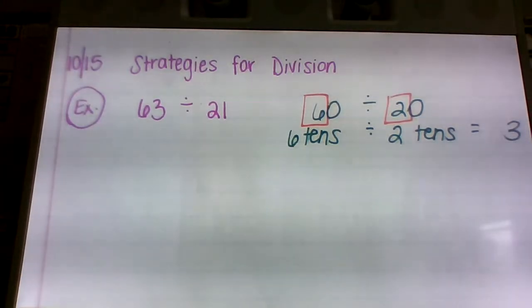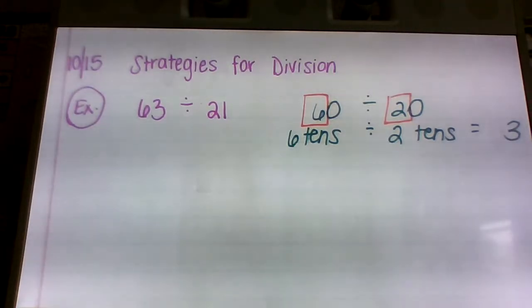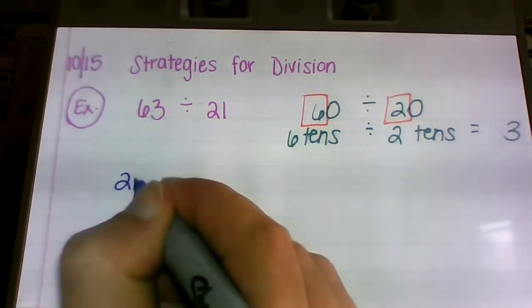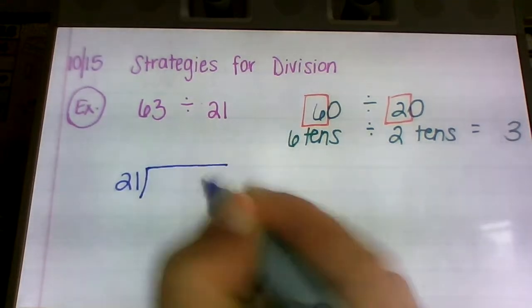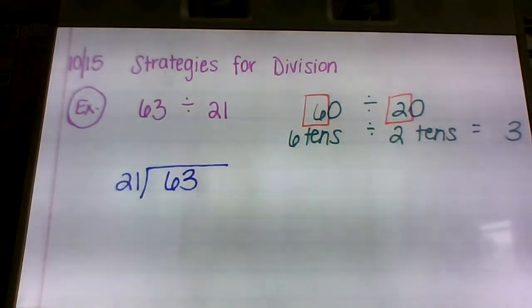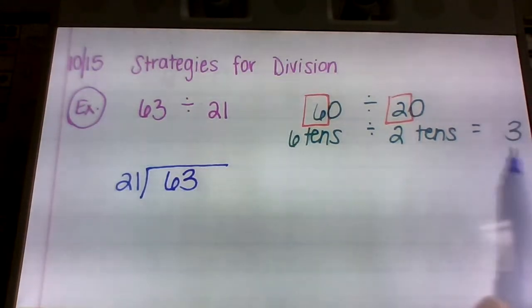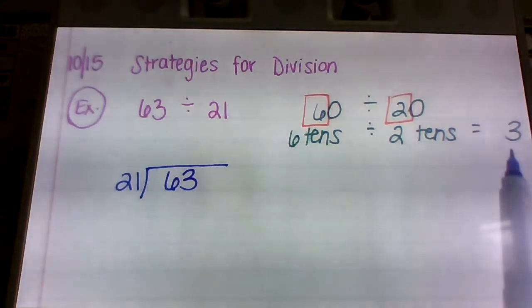Parents, to you at home, you just call this long division. That's the terminology we used. So we have our divisor, 21. Our dividend is 63. 63 is the number being divided. So I'll start off with my estimated quotient.